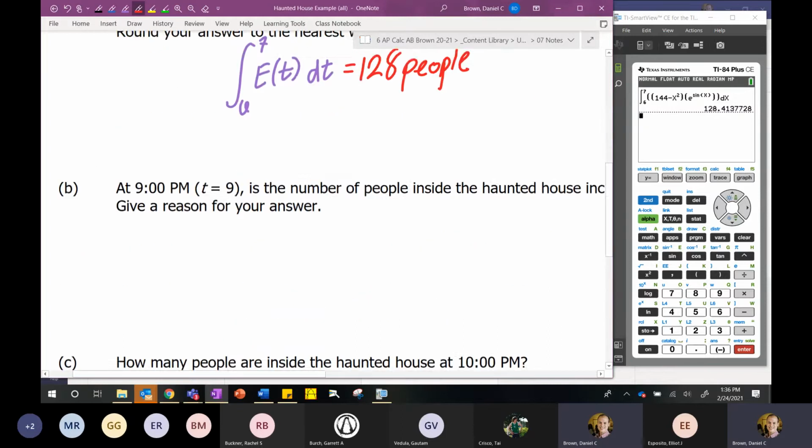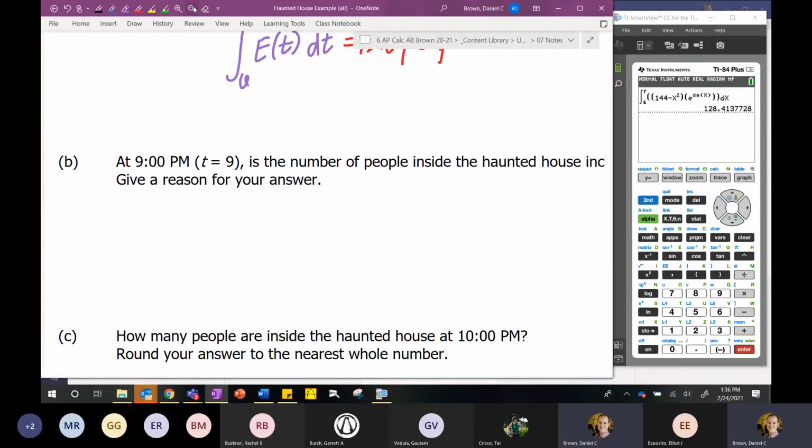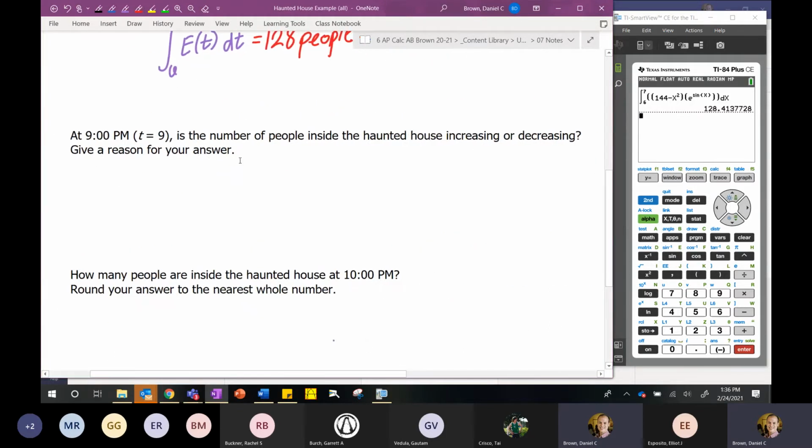All right, so let's go ahead and look at B. Looking at B, let me zoom out a little bit. At 9 p.m., is the number of people inside the haunted house increasing or decreasing? I chose this problem because of all the questions I ask in this kind of topic, this is the question that I see students mess up on the most often.